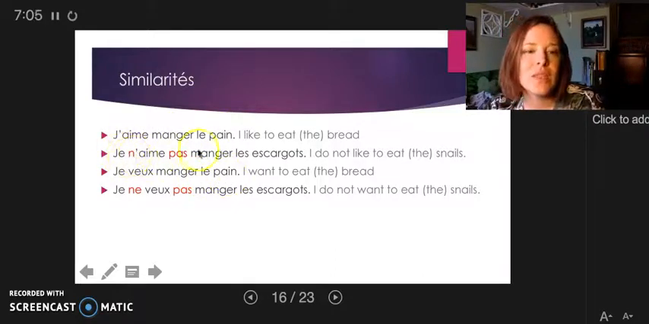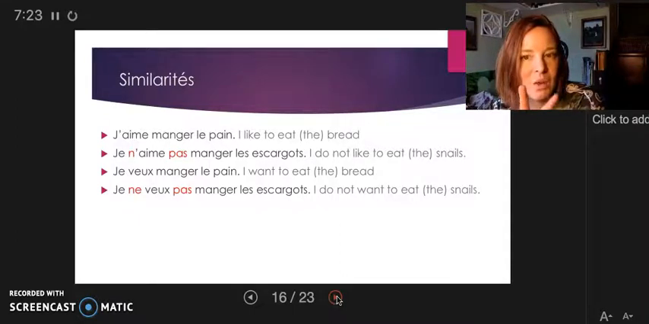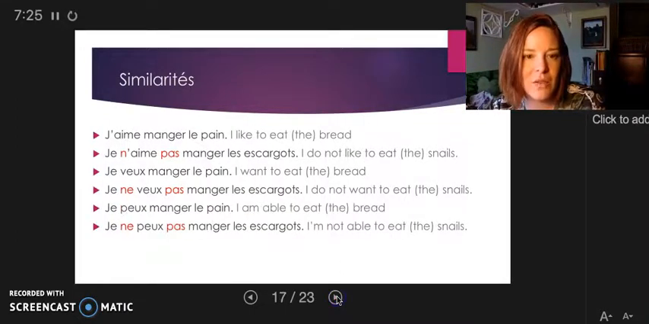And so I can replace this with veux and follow the same pattern of je ne veux pas manger les escargots. I don't want to eat the snails. So they follow the same rule of two verbs in a row. The first one's conjugated and the second one is not. The conjugated verb is going to be wrapped around with negation if we want to make it negative.